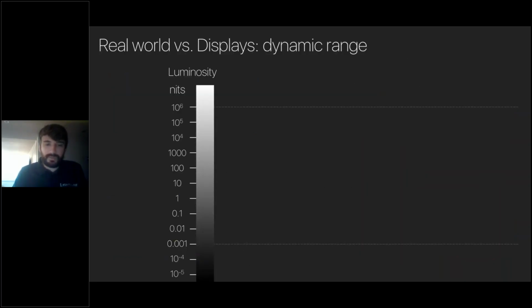So we talked a little bit about what the real world is like, and we can show a little bit of how the human eye works in this dynamic range. We've got a scale that goes from a few hundred thousand nits, which can be experienced during a sunny day, down to a few hundred nits, which is normal for an office environment, for example, and it will go down to very dark values, like at nighttime.